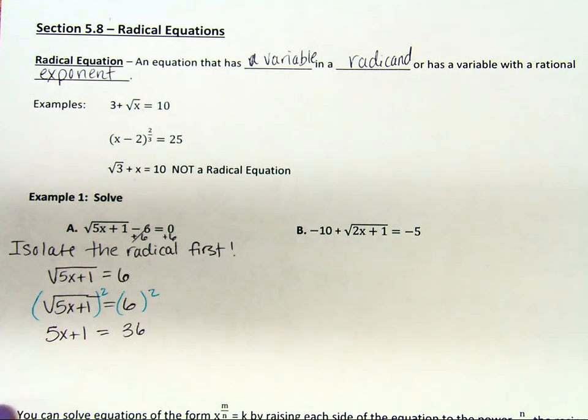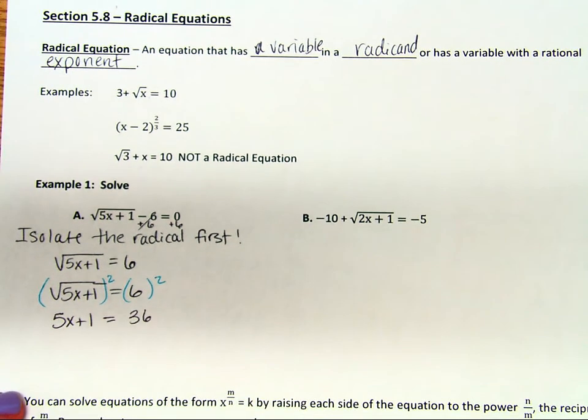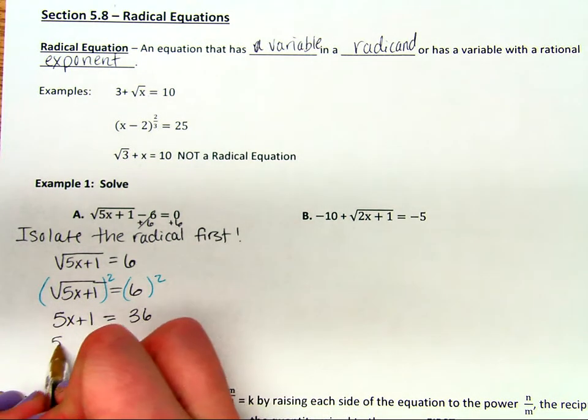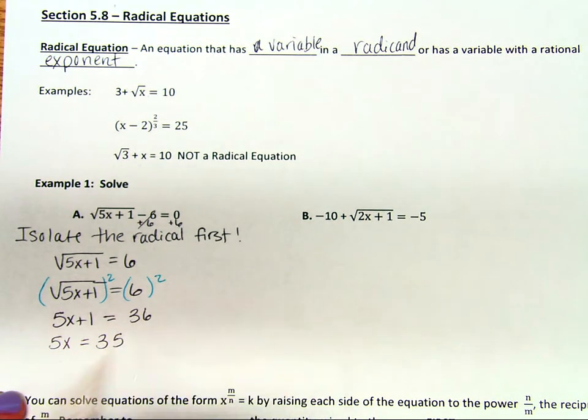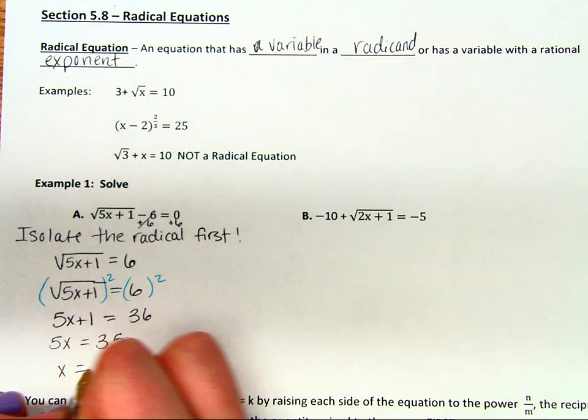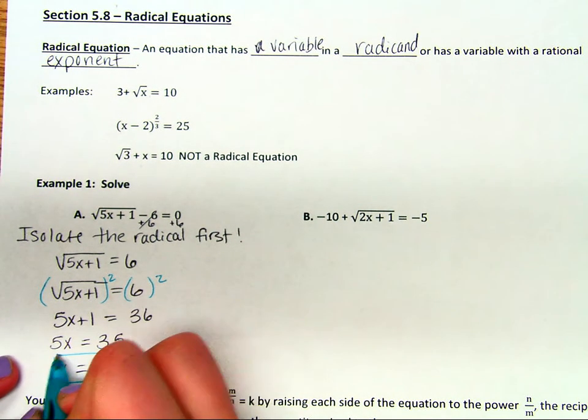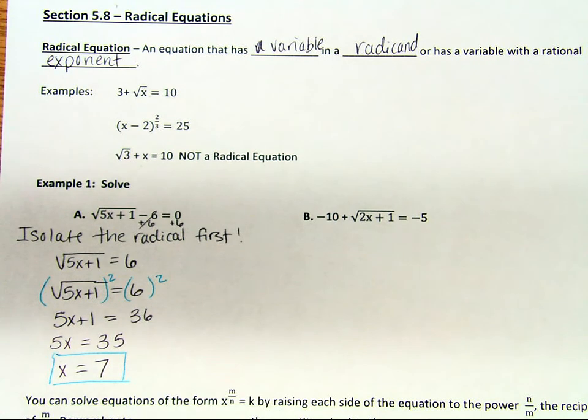Now I'm closer to getting x by itself, which is what I'm trying to do. So I'm going to then subtract 1 from both sides. 5x equals 35. And now we just have a simple one-step equation. So this would be x equals 7 after I divide both sides by 5. And I've solved. Let's try another one.